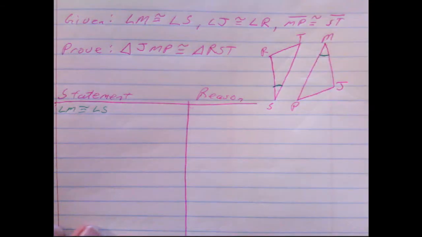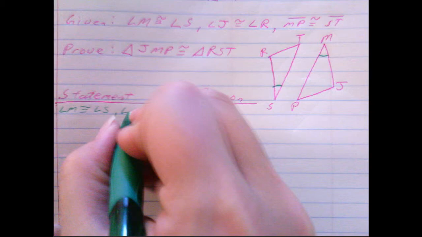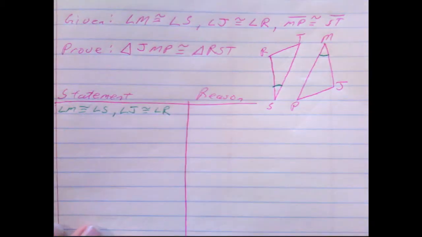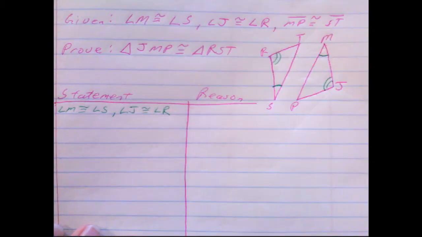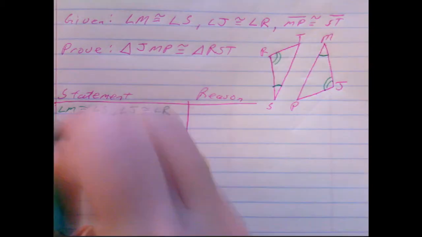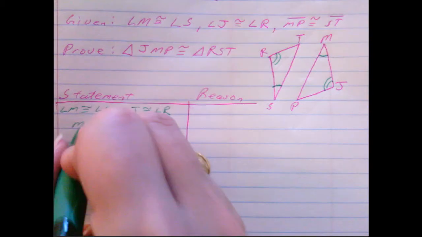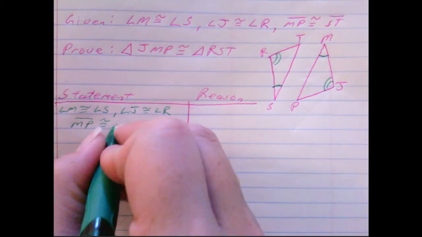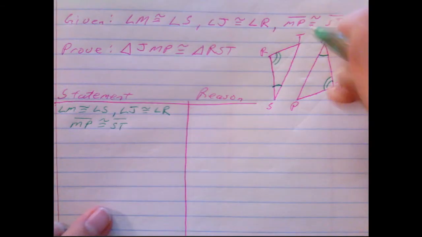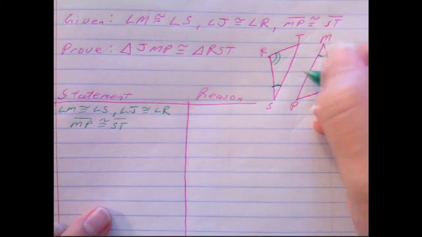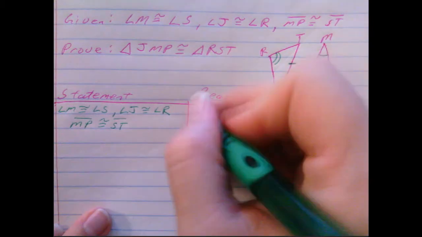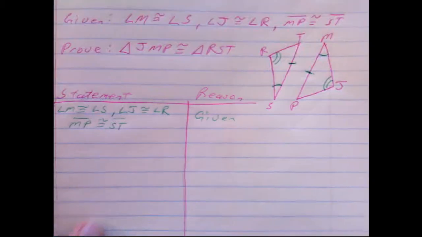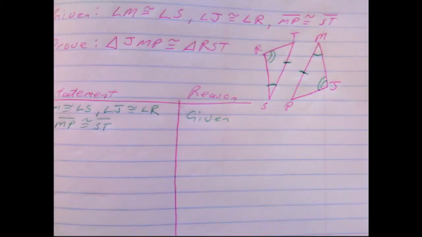We also know that angle J is congruent to angle R. So J is over here, and that's congruent to angle R. And then we know that MP is congruent to segment ST. So MP is here, and ST is on this side. And that was our given. Okay, so we're going to try to prove that those two triangles are congruent to each other.